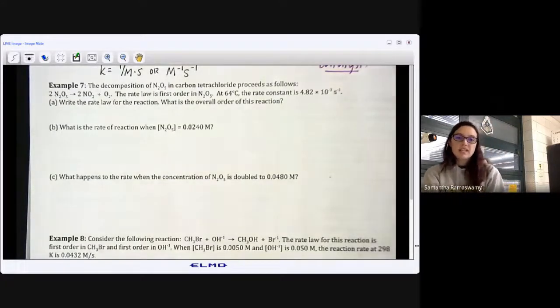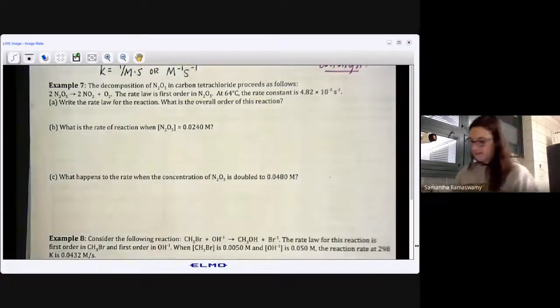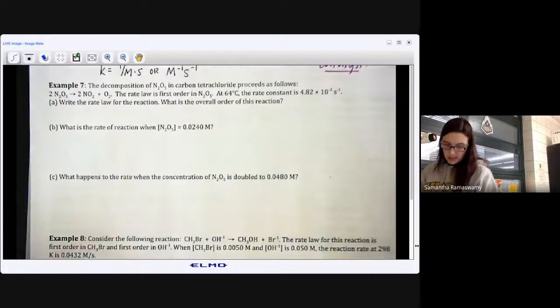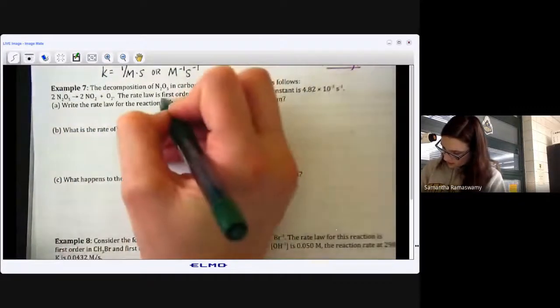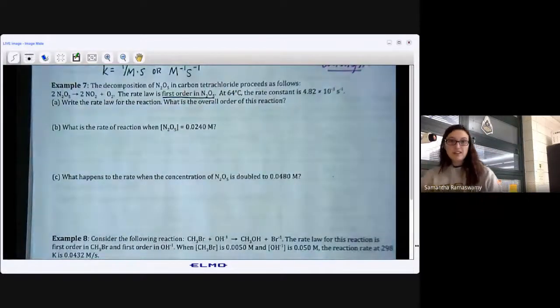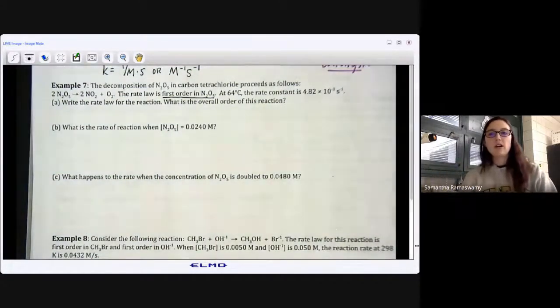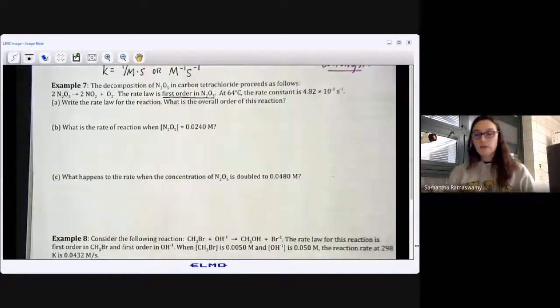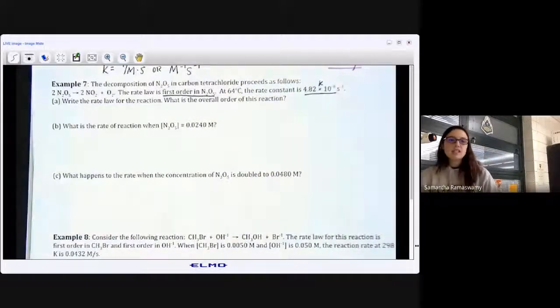The rate law is first order in N2O5. So they're telling us the order of the reactant. They're telling us what that exponent would be. And then it gives us the rate constant. So it actually gives us the value for K. Right, so this is K. Part A says, write the rate law for the reaction. What is the overall order?